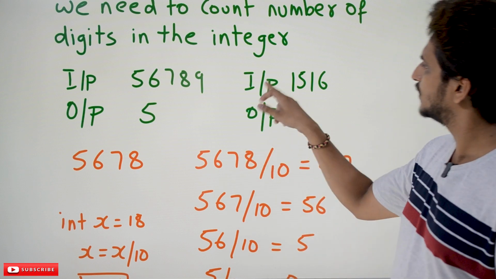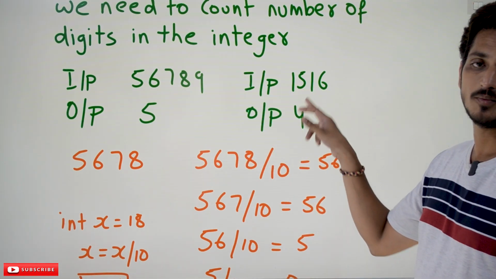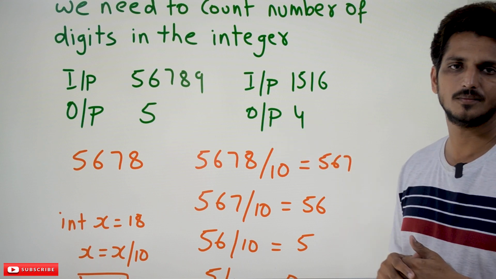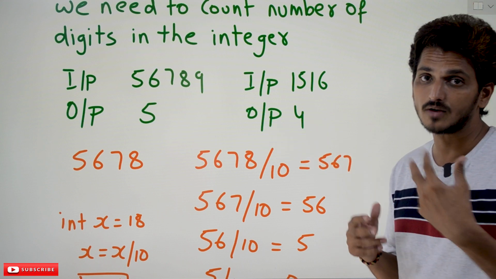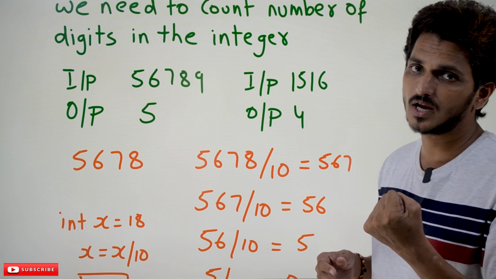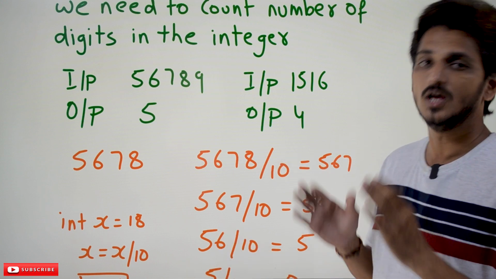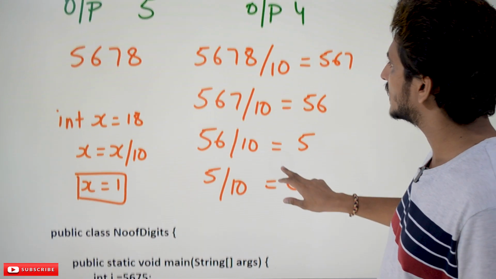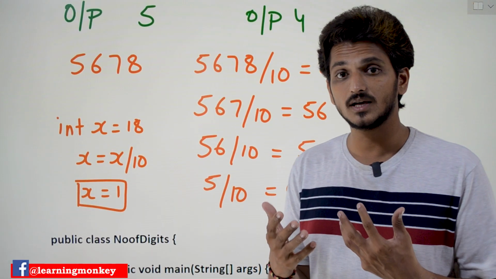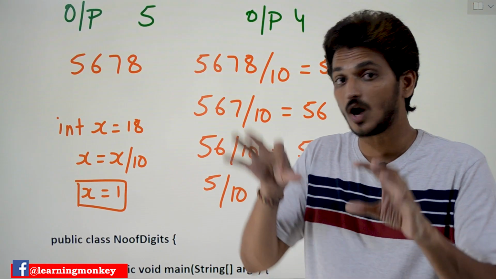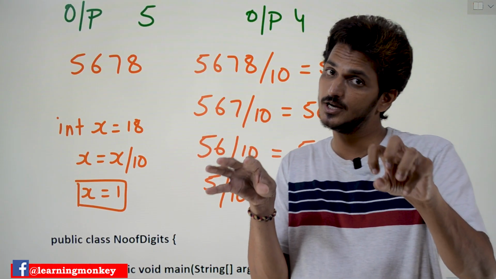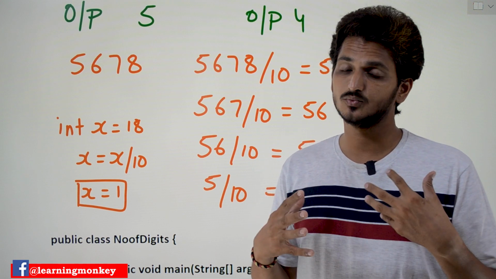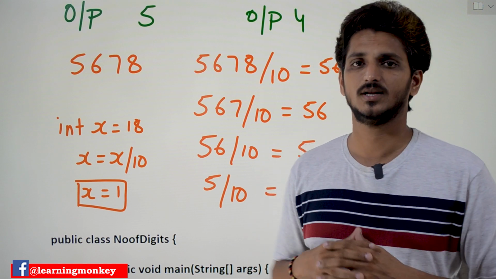If the input is 1516, how many digits are there? 4 digits are there. So the output should be 4. So we need to write a program for this. Our input should be an integer value, and the output should be a count value, the number of digits in that integer value. First we are going to understand the logic part, then we will understand how this logic can be implemented in the program.